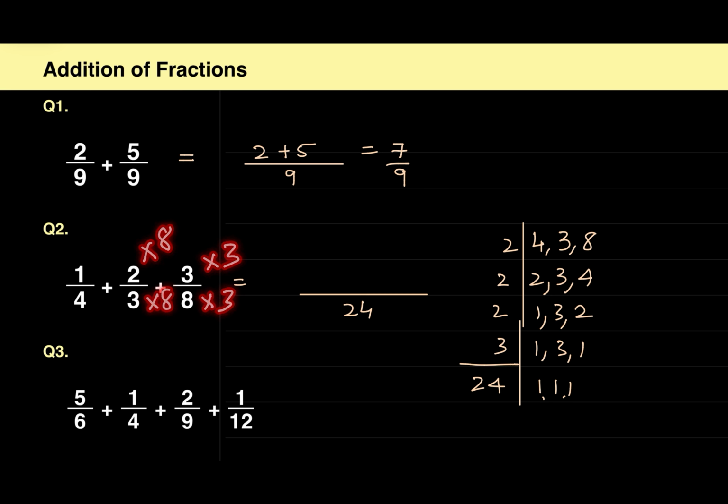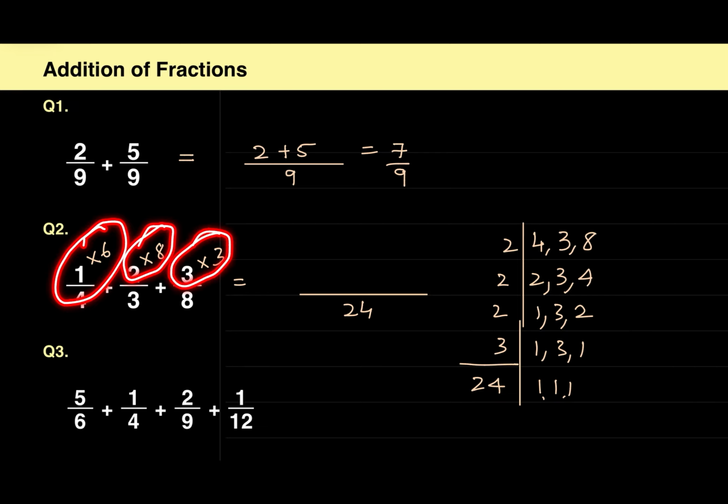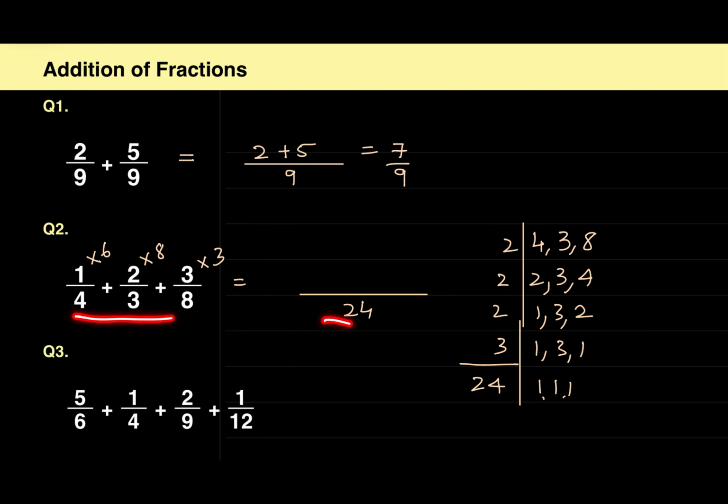So into 3. So basically what we are doing, whatever we need to multiply to the denominator to get this, the same thing we multiply to the numerator. So 4 6s are 24, 3 8s are 24 and 8 3s are 24. Now what do we do? Multiply these together. Don't look at the denominator at all. We have dealt with the denominator.